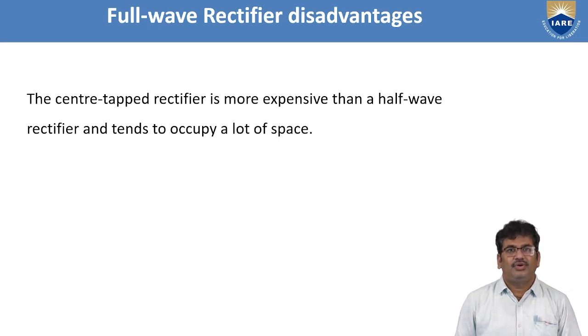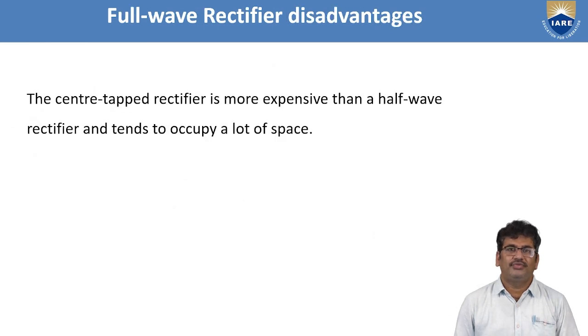The disadvantage of the full wave rectifier with center tap transformer is that it is more expensive than the half wave rectifier, and it tends to occupy a lot of space. It is more expensive because of two factors. One is the center tap transformer which we are using for the full wave rectifier, which is costlier than a normal transformer, and it also occupies more space. The second difference between those two rectifiers is that the half wave rectifier requires only one diode, whereas the full wave rectifier with the center tap transformer requires two diodes.